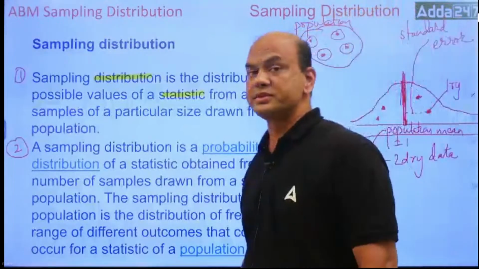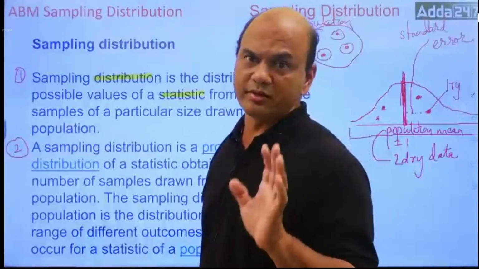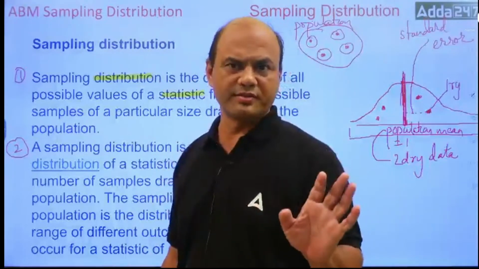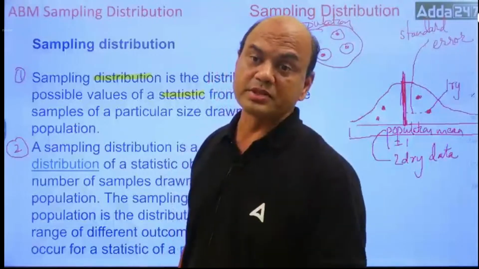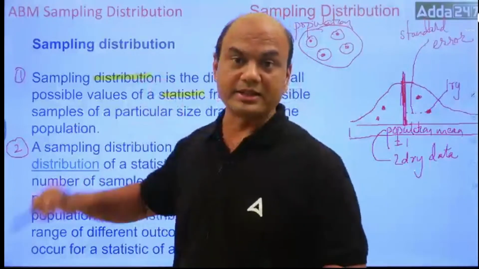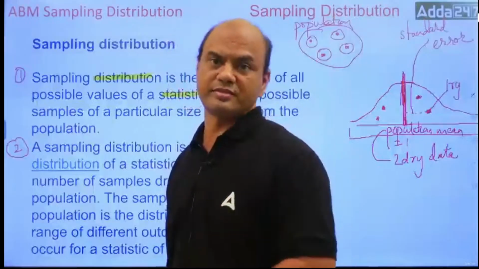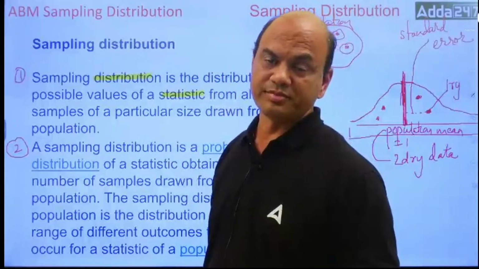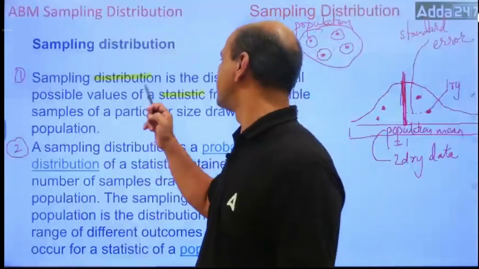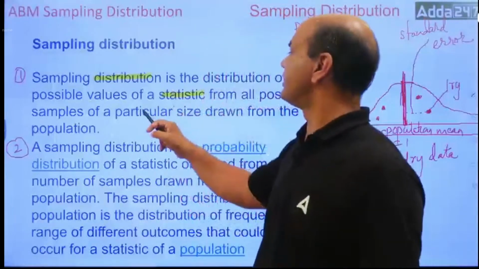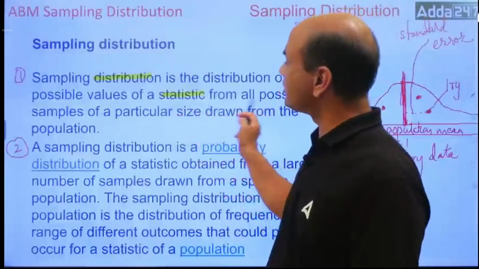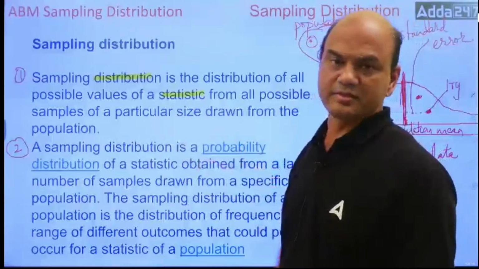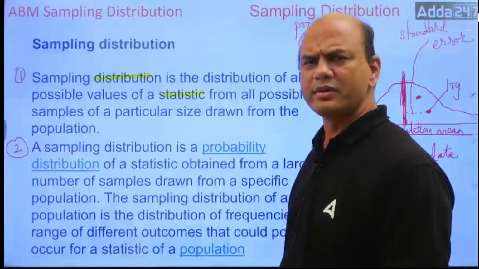Now, you have studied sampling. What is sampling? The tea sip, the rice, everything. Now, what is sampling distribution? Our chapter is not sampling. Our chapter is sampling distribution. So, what is sampling distribution? Sampling distribution is the distribution of the possible values of the statistic from all possible samples of a particular size drawn from the population. Means what?